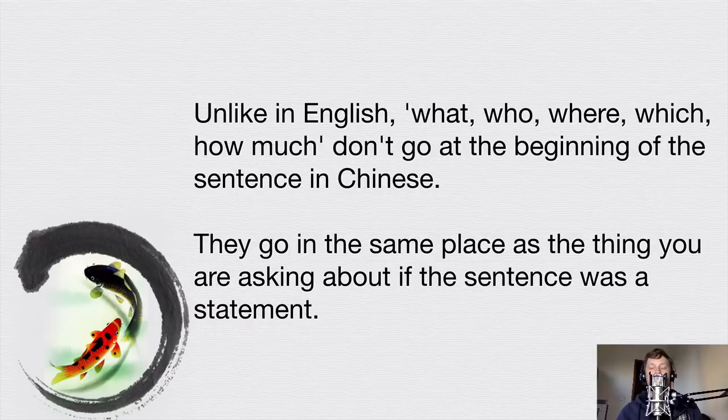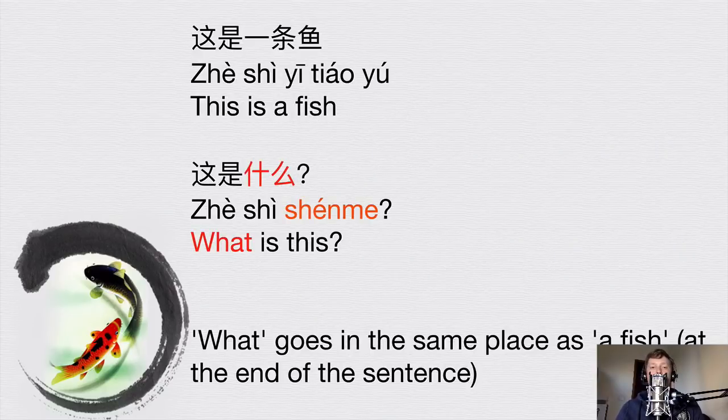So let's have a look at how these words are used. Unlike in English, the what, who, where, which, and how much don't go right at the beginning of the sentence in Chinese. So where do you put them? The easiest way of explaining how this works is that these question words in Chinese go in the same place as the thing that you were asking about if the sentence was a statement. So what do I mean by this? Let me give you an example.